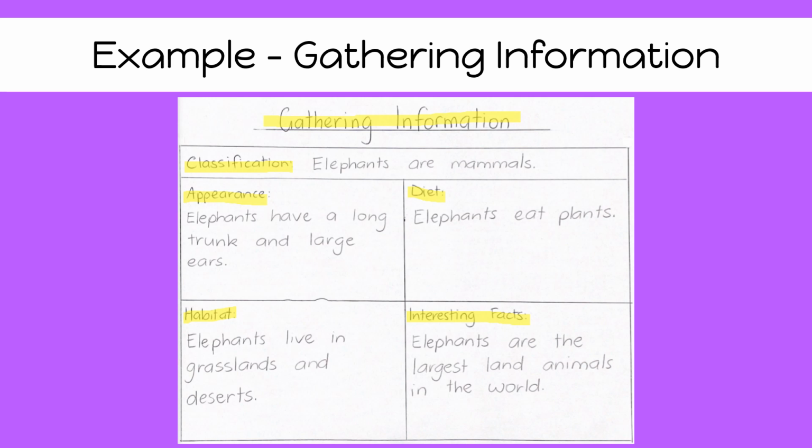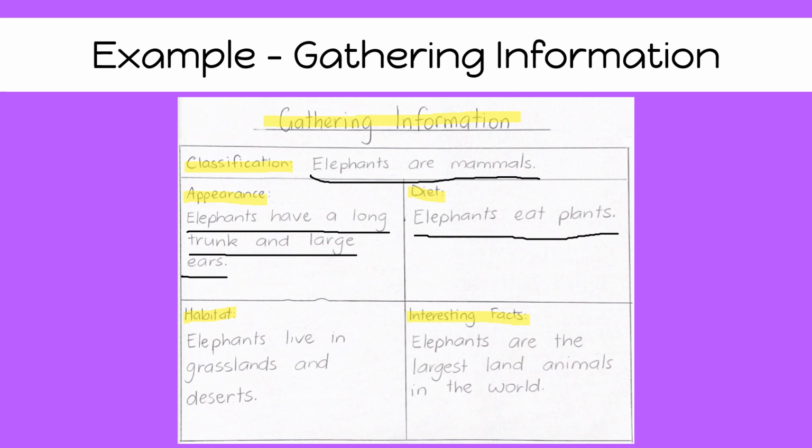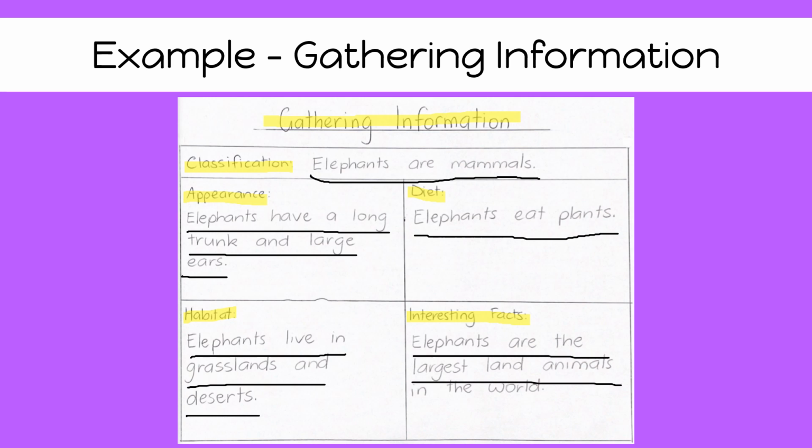So for my classification, I wrote elephants are mammals. For the appearance, I wrote elephants have a long trunk and large ears. For the diet, I wrote elephants eat plants. Then for the habitat, I wrote elephants live in grasslands and deserts. And finally, for my interesting fact, I wrote elephants are the largest land animals in the world.